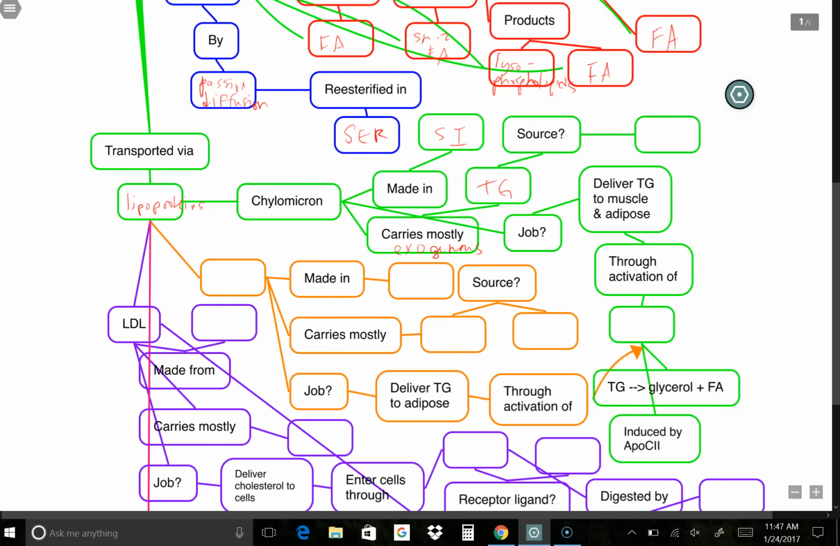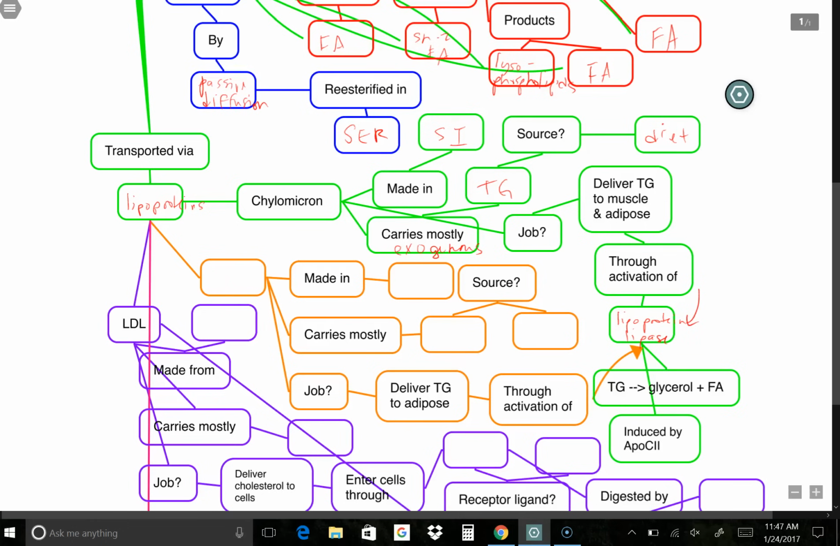The source of these triglycerides and other lipids that it's carrying is, of course, going to be our diet. And so its job is to deliver triglycerides to muscle and adipose. And it's able to do that through activation of an enzyme that's called lipoprotein lipase. So lipoprotein lipase is essential for deposition of triglycerides into cells. So to get it into cells, you have to activate lipoprotein lipase.